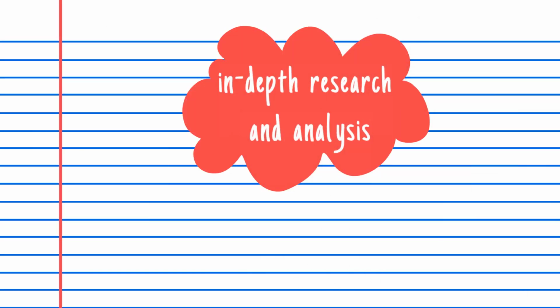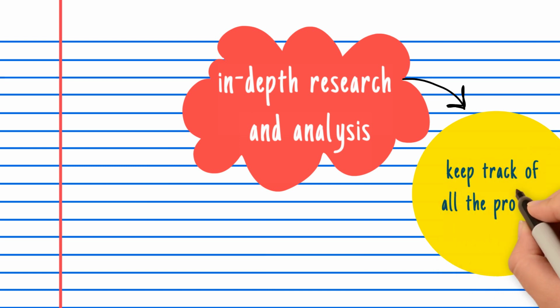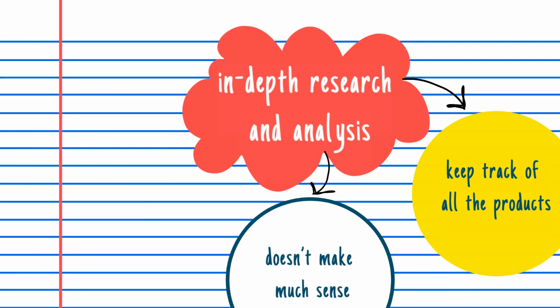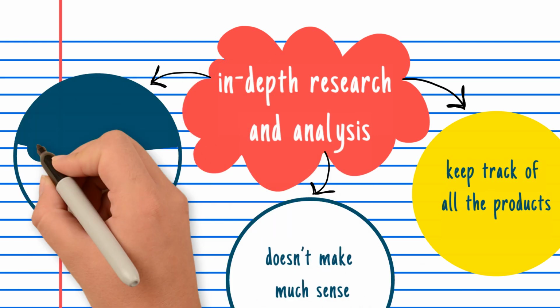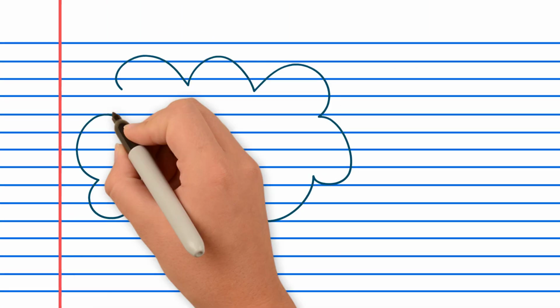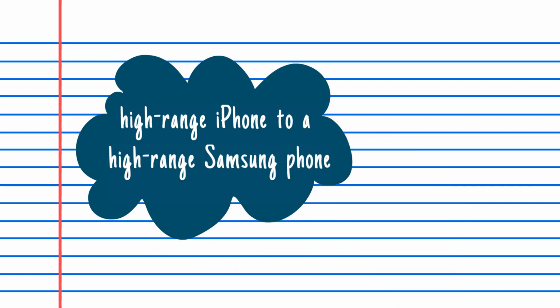These posts demand more in-depth research and analysis for the products you're reviewing. It's equally important to keep track of all the products in your industry to understand which of them are currently in demand. For example, reviewing an iPhone versus a low-range Redmi phone doesn't make much sense. Neither would it attract a lot of traffic. On the other hand, comparing a high-range iPhone to a high-range Samsung phone would make more sense.